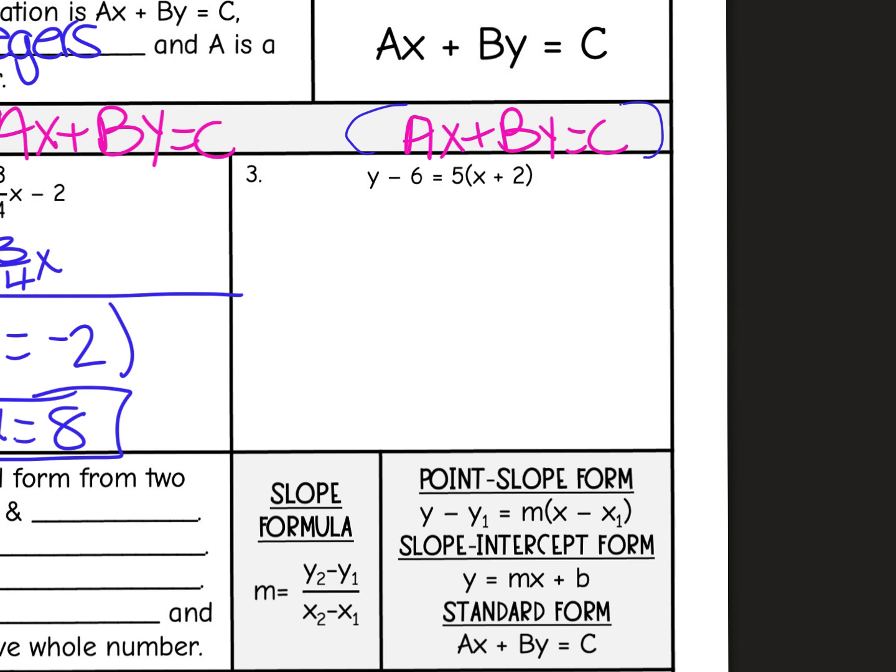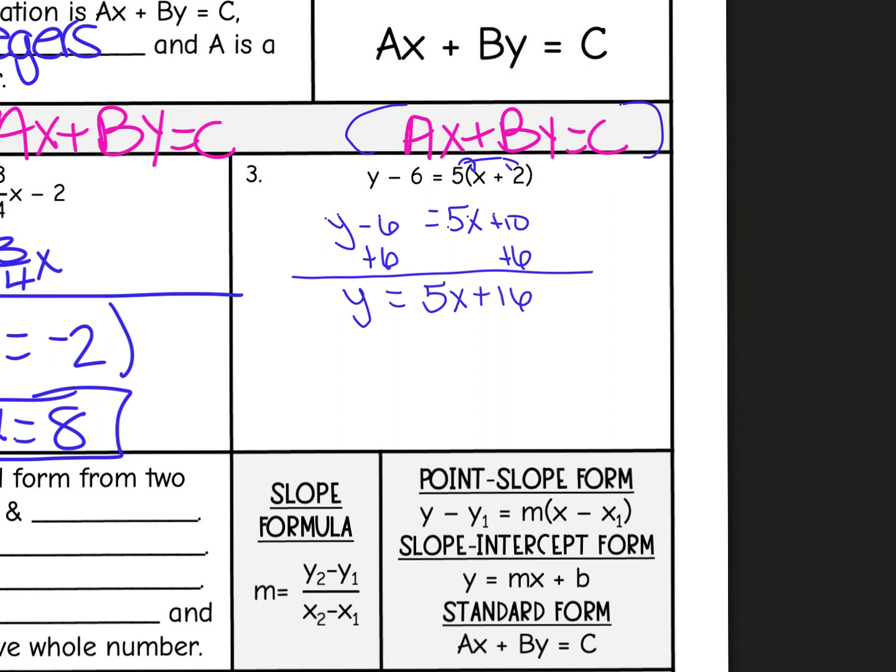Well, I have parentheses, so the first thing I'm going to do is we are going to distribute. So when we distribute, I have 5x, and then 5 times 2 plus 10. And I've yet to touch my left-hand side. Okay, well, next thing that I want to do is we can go ahead and add this 6 to both sides, so I can have y by itself. And when I do so, I have y equals 5x plus 16.